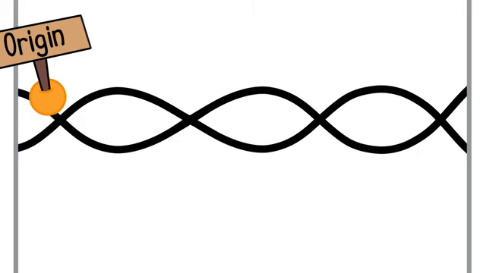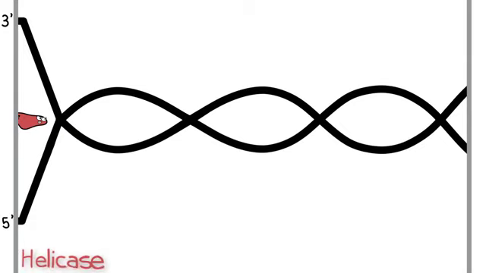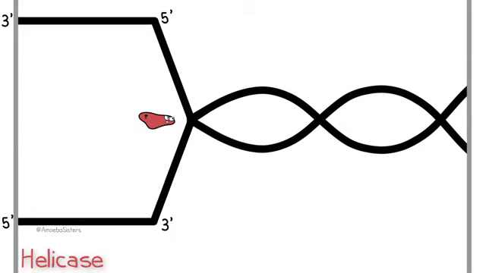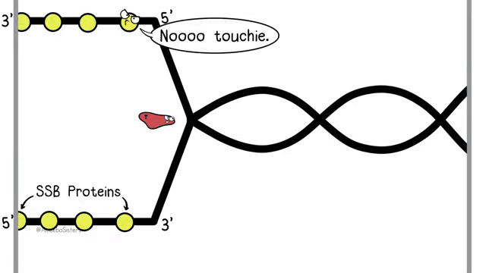DNA replication starts at a certain part called the origin. Usually this part is identified by certain DNA sequences. At the origin, helicase, the unzipping enzyme, comes in and unwinds the DNA. Here's the thing though, you don't want these strands to come back together. So SSB proteins, which stands for single-stranded binding proteins, bind to the DNA strands to keep them separated.